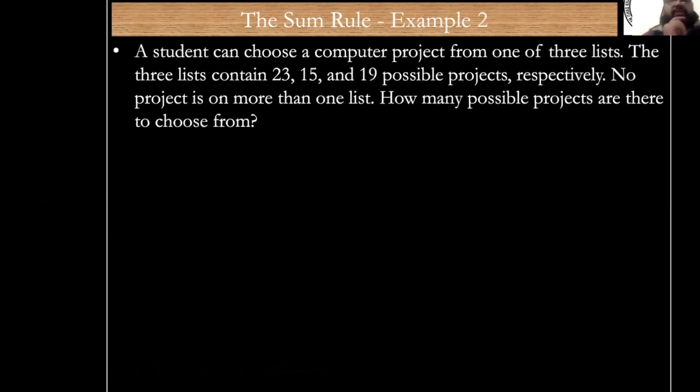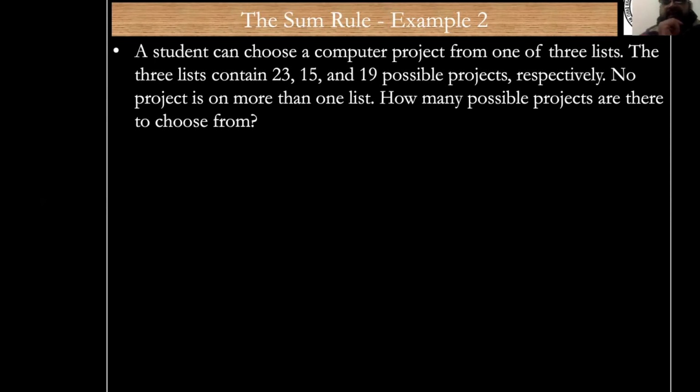A student can choose a computer project from one of the three lists. The three lists contain 23, 15, and 19 possible projects respectively. So for example, let's say you can choose one project from networks, or one project from compilers, or one project from data structures. Remember, it's important to know that no project is on more than one list. So each project is on exactly one list and is not repeated across lists. So how many different possible projects are there to choose from?